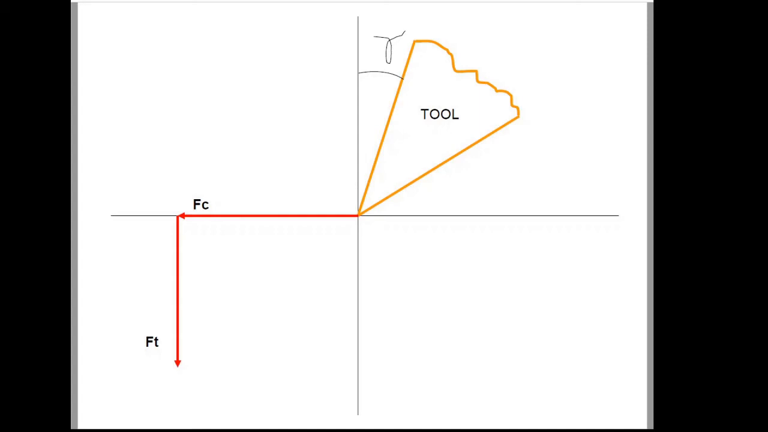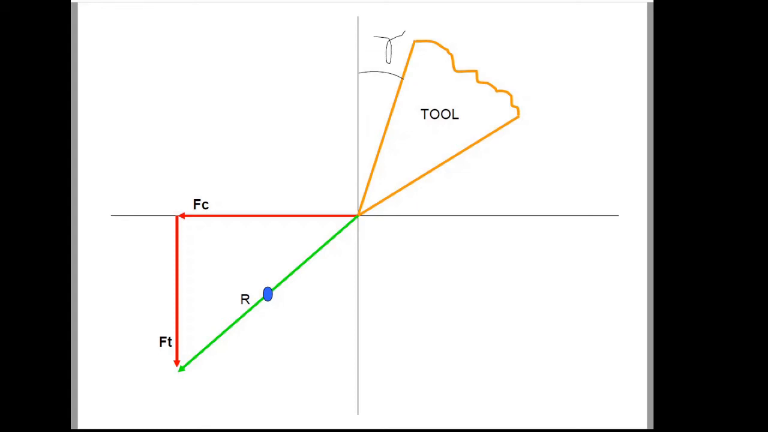Now we shall draw the resultant of the cutting force and the thrust force. Let it be R. So the resultant R is shown in the figure. Once the resultant is drawn, you can identify the center of the resultant vector. Let it be this point, and this point forms the center of the merchant circle.